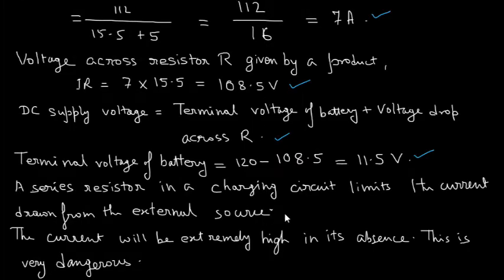A series resistor in a charging circuit limits the current drawn from the external source. The current will be extremely high in its absence. This is very dangerous. And this is the overall answer for this problem. Let us move to the next problem.